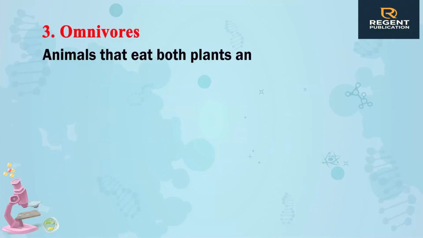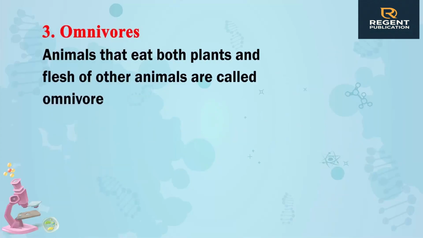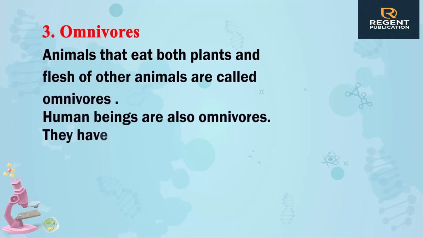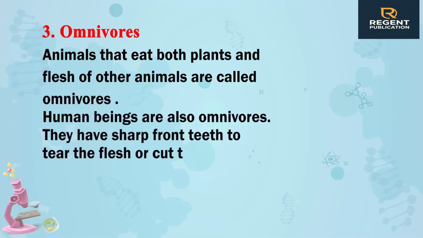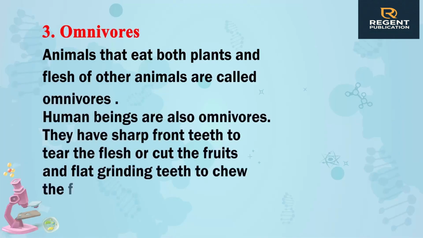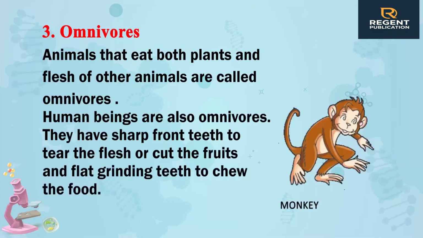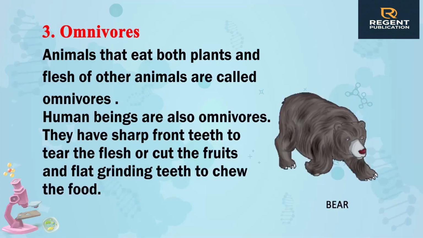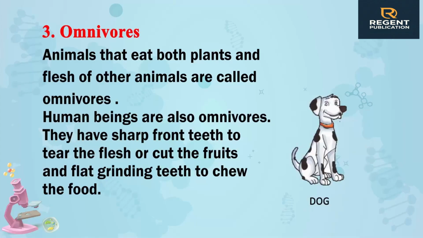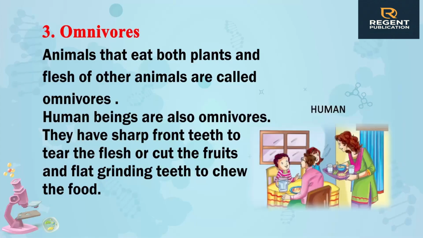Omnivores. Animals that eat both plants and flesh of other animals are called omnivores. Human beings are also omnivores. They have sharp front teeth to tear the flesh or cut the fruits and flat, grinding teeth to chew the food.